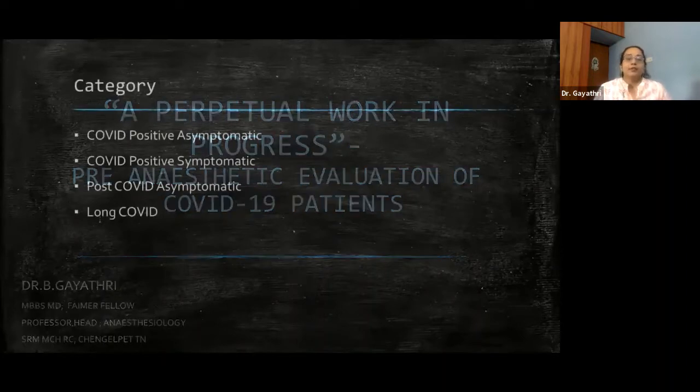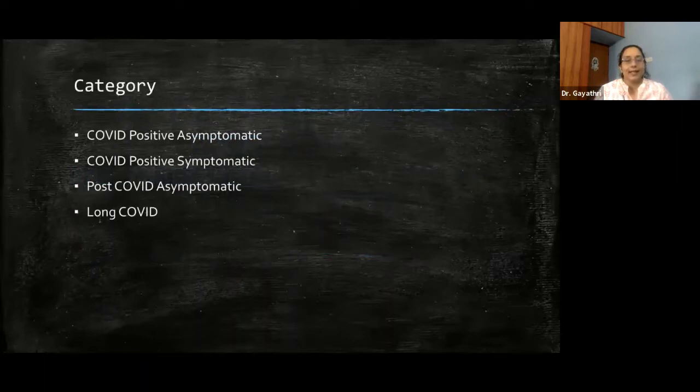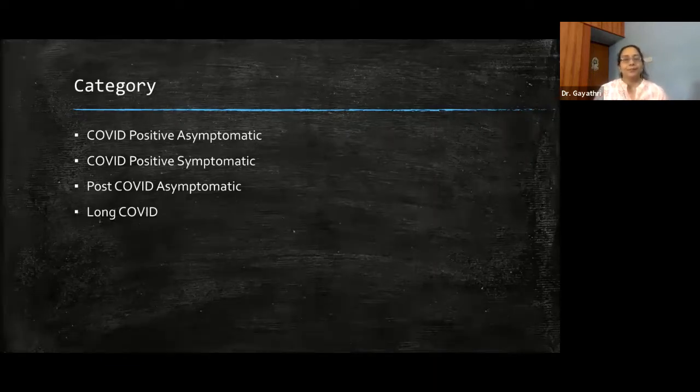Now, what sort of patients do we see in our pre-anesthetic clinic? We have actually 4 categories. Patients who are right now COVID positive, but they are asymptomatic. Patients who are COVID positive, but they are symptomatic right now. Patients who are post-COVID, they have completely healed themselves and they're totally asymptomatic, and patients who are having long COVID syndrome or some sequelae because of the COVID affliction.